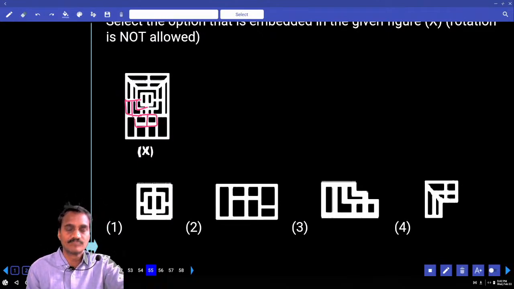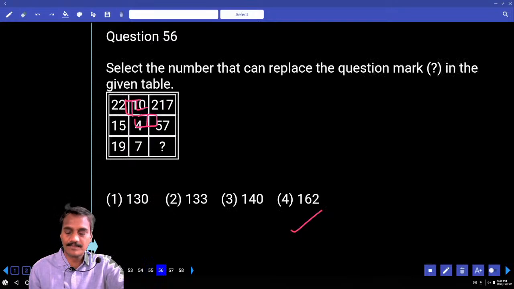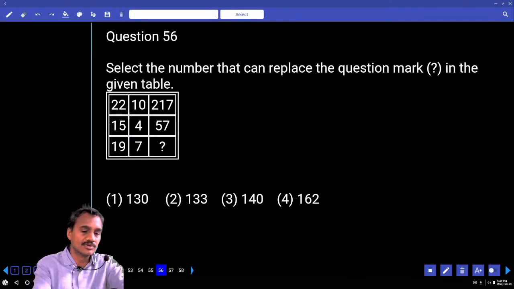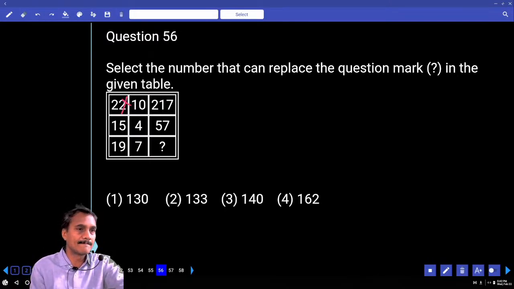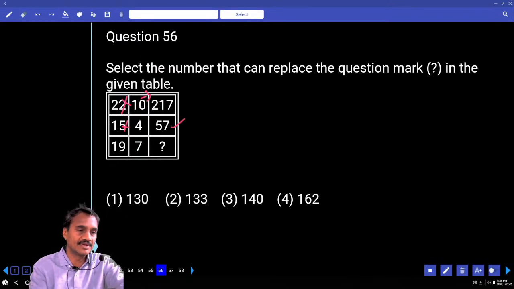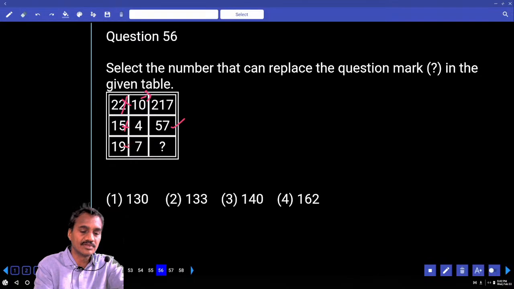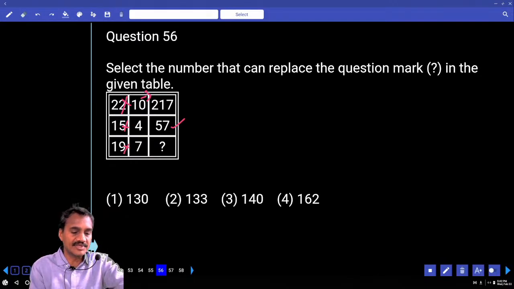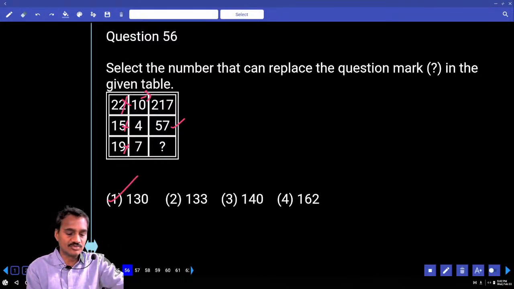Then choice 3, 55. The next one, 56. Now 22 into 10, 210, minus 3. 15 into 4, 60, minus 3. 19 into 7, 133, minus 3, 130, that is choice 1. Product of these two minus 3.